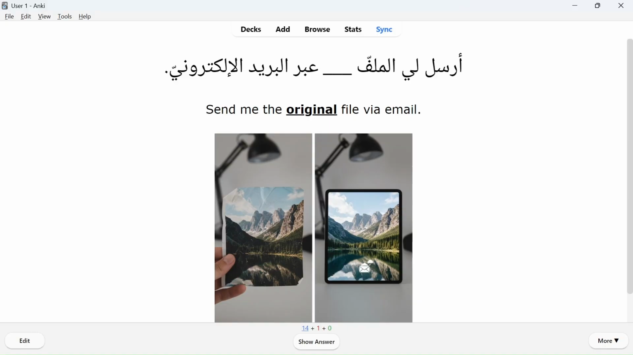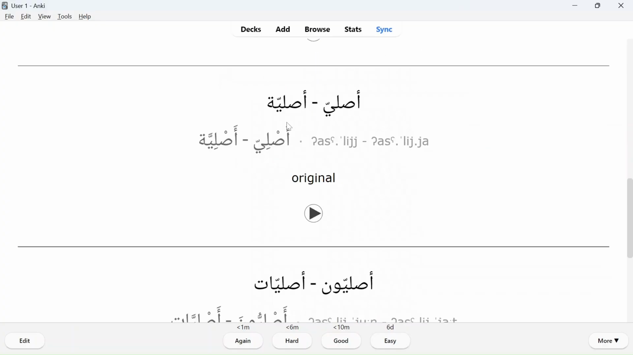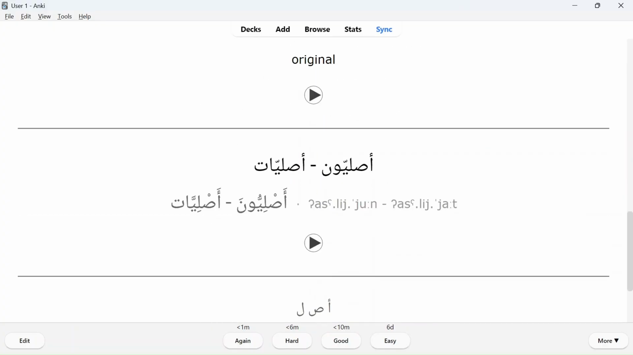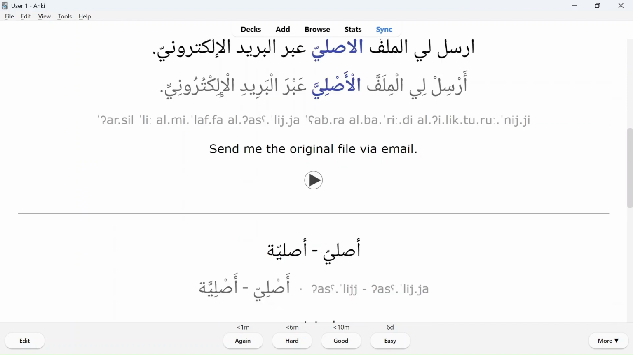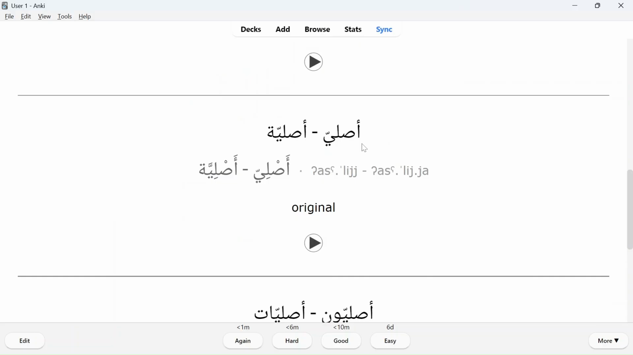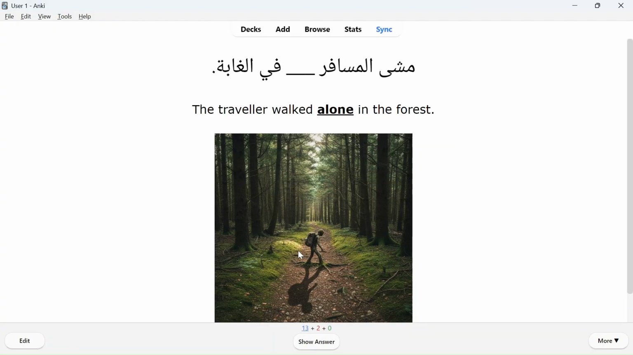Send me the original file via email. Original. How do you say original? أرسل لي الملف الأصلي عبر البريد الإلكتروني. أصلي، أصلية. أصليون، أصليات. So again, we know the setup. With the sentence area over here, we have the indigo, we have the singular area, masculine, feminine, we have the plural, masculine, feminine, and the little bonus, which was the root area.